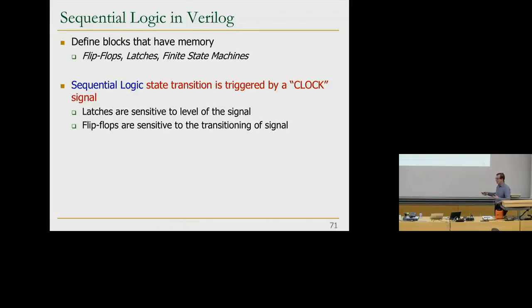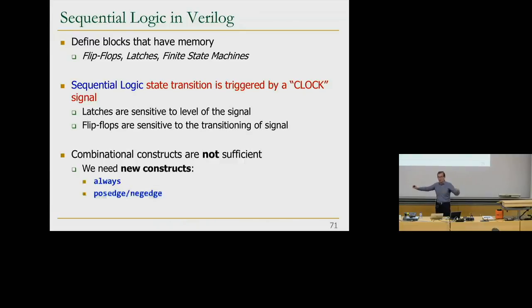Flip-flops, as I discussed earlier in this lecture, are also sensitive to the transitioning of the signal, the positive edge of the clock or the negative edge of the clock, but not while the signal is high or low. They're not transparent. They just capture the value when the clock goes from 0 to 1 or 1 to 0. So basically, the combinational logic constructs that I showed you are not sufficient for this.